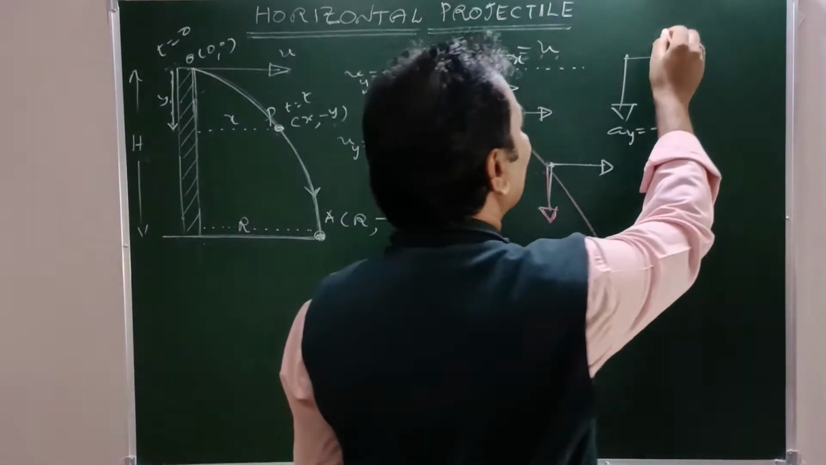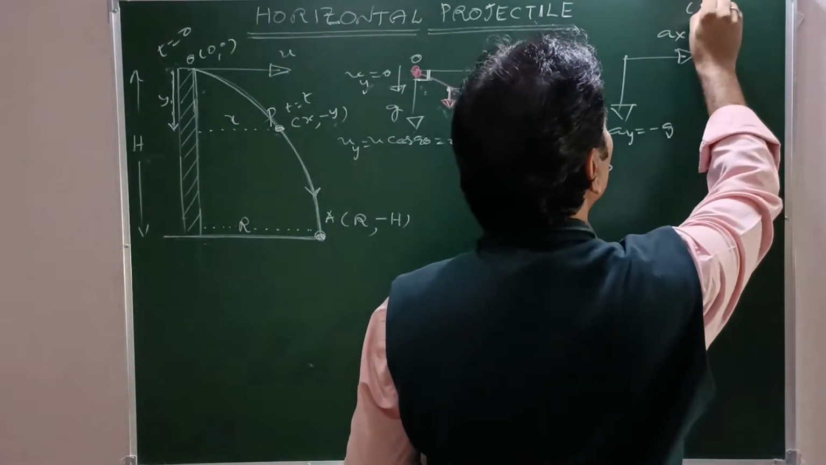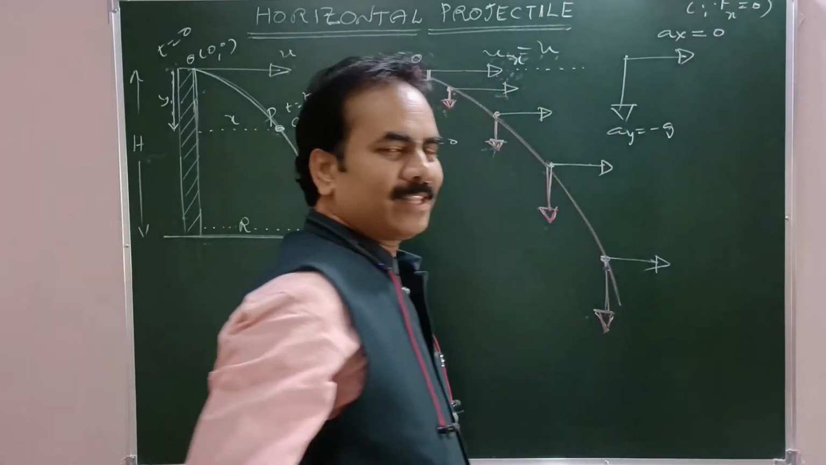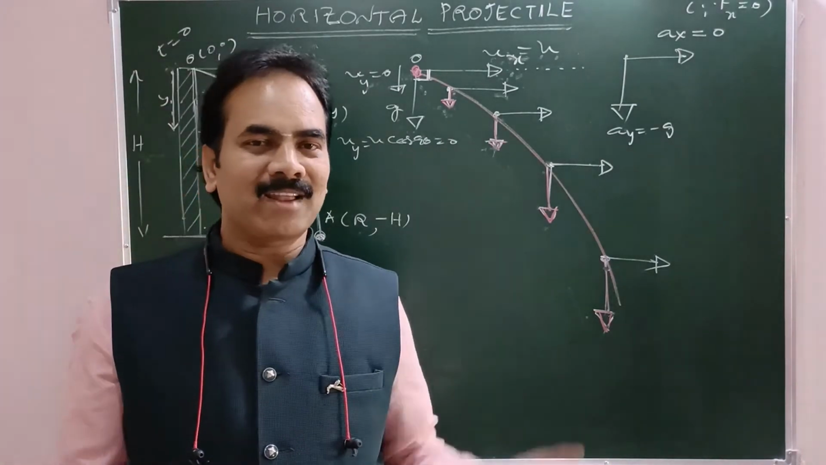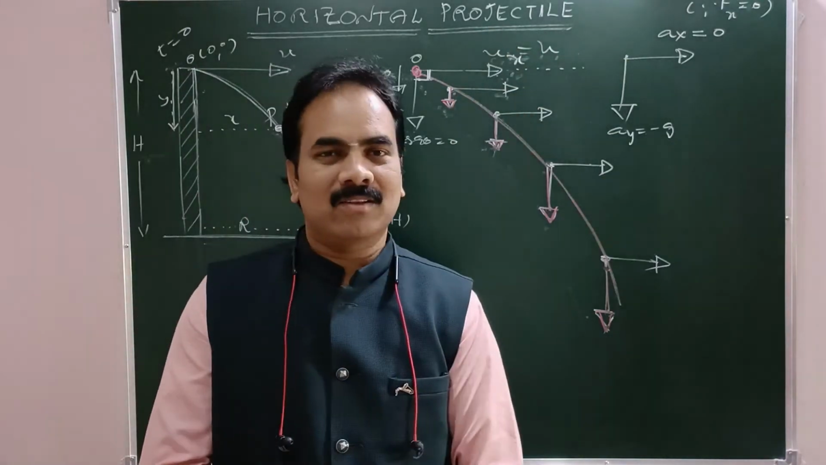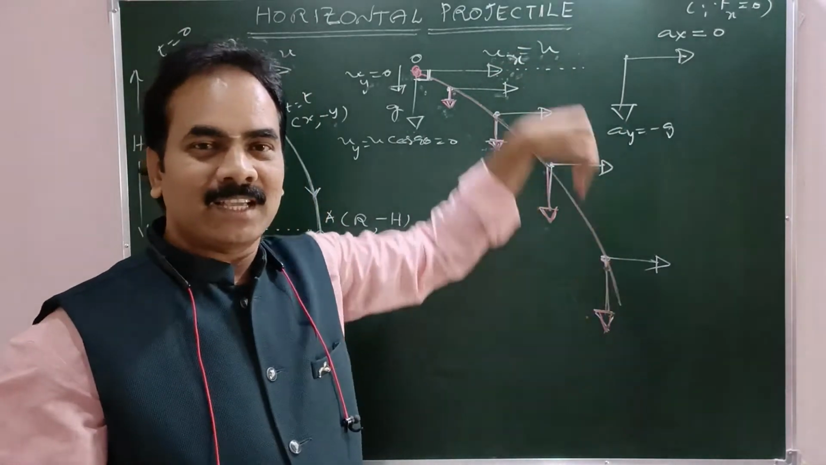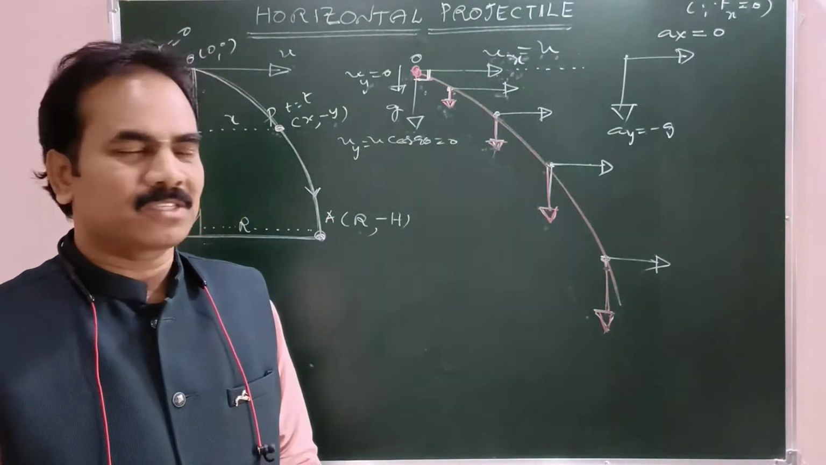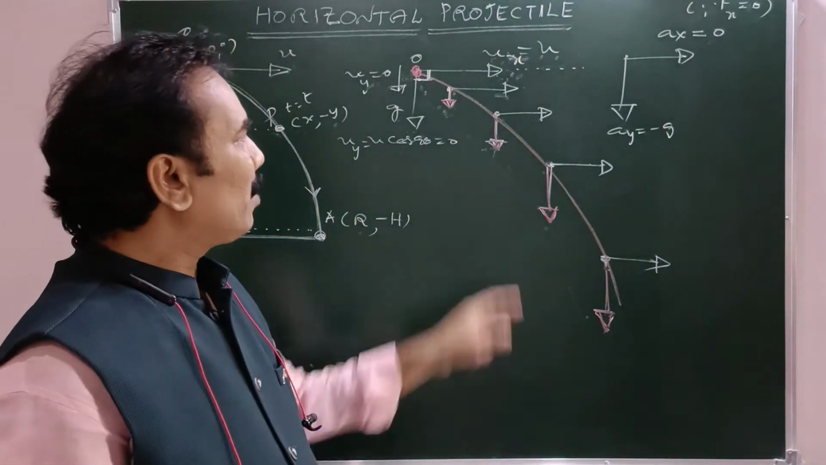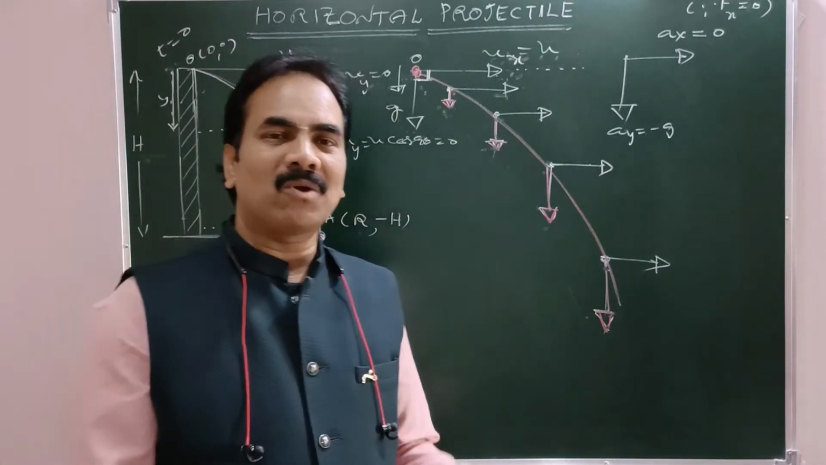Along horizontal, what is the x component of acceleration? It is 0. Why? Because the force along x is 0. Along x there is no gravity and no other force along horizontal, which implies zero acceleration along horizontal. So Ax is 0 since Fx is 0. But Ay is minus g since Fg, the gravitational force, is acting downwards. So here it is with negative sign, here it is 0. Now, as there is no force along horizontal, the horizontal velocity remains the same throughout the journey.